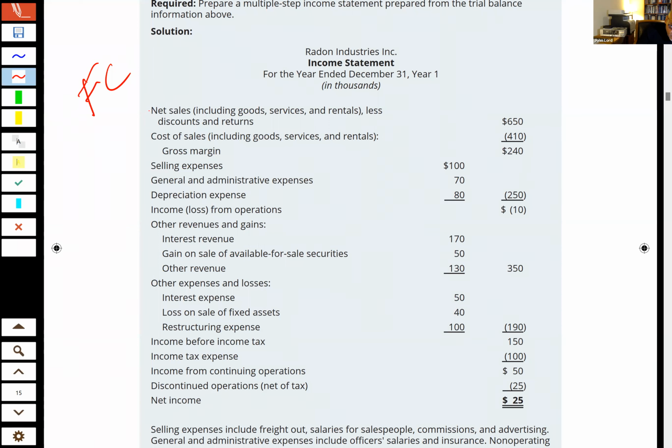Okay, so we have what? We have our sales, our cost of goods sold, difference is gross margin, okay? And then we have our selling expenses, etc. And then we come all the way down to income from operations, okay? So here I want you to put operating items. It says operating items.